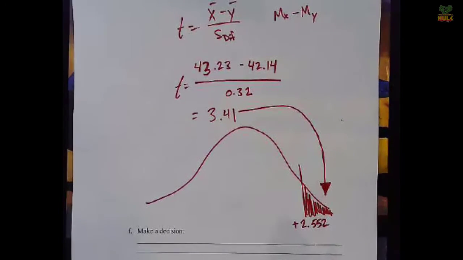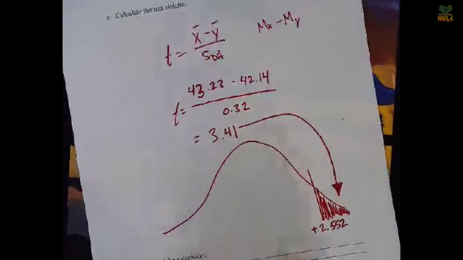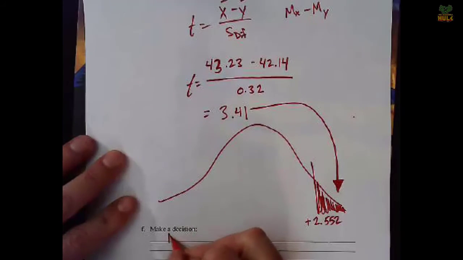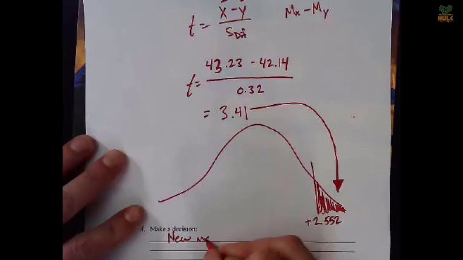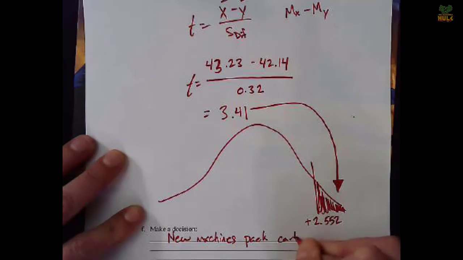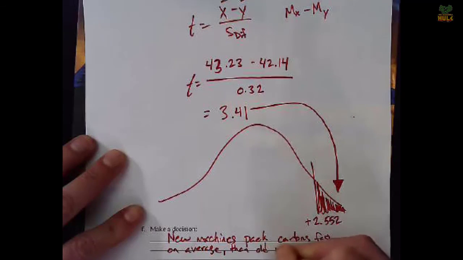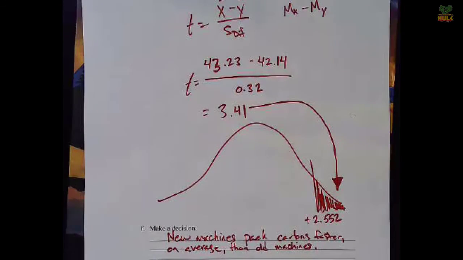So we have a statistically significant difference. We can reject the null hypothesis. And because it was a directional test, we know what direction it came in since it passed that cutoff. So we can say, in fact, and let me write this down as our decision: new machines pack cartons faster on average than old machines. And that's it. That's the independent samples t-test.